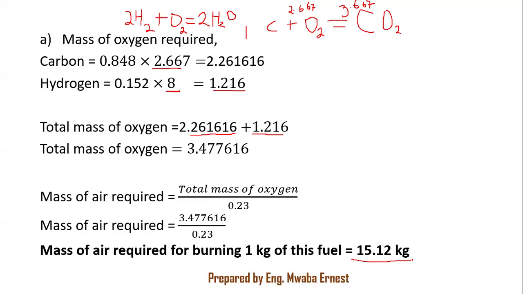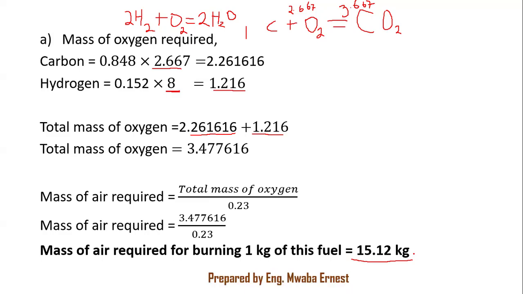Don't worry about the use of the word weight. It's jargon for this topic. We're saying the weight of air required, but yet the numbers given are in those masses. So it's 15.12 kg of the air, and we leave it there.